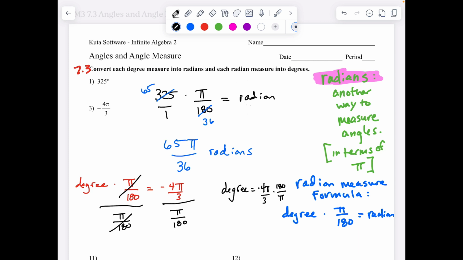So I'm going to go ahead and do that, checking for any simplifying possible. 3 and 180 both have a greatest common factor of 3. So that simplifies to 60 over 1. And the pi's can cancel out here and here. So now I can multiply. Negative 4 times 60 is negative 240 over 1 times, and there's the only thing on the bottom, so that's a 1. So negative 240 over 1 is negative 240 degrees.